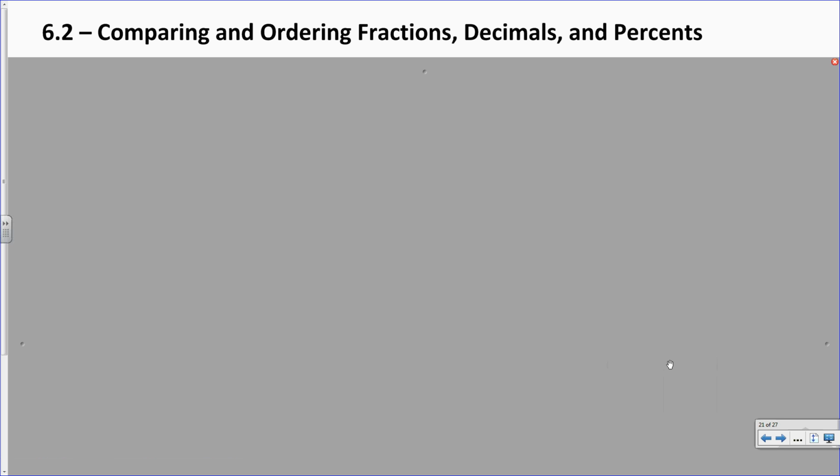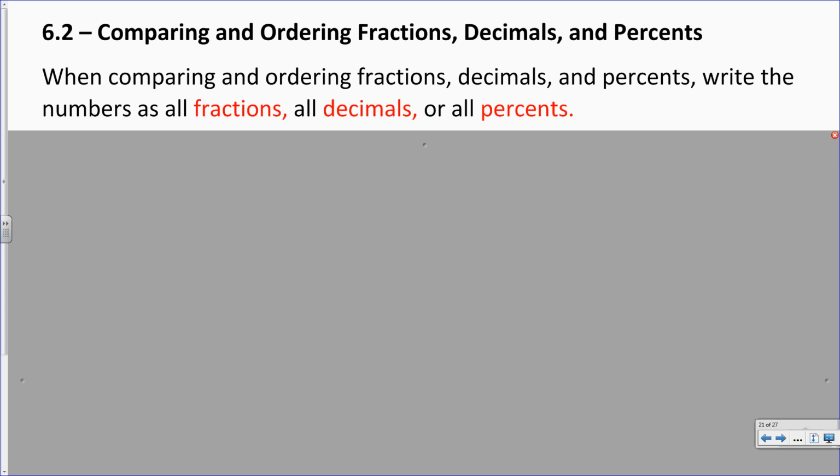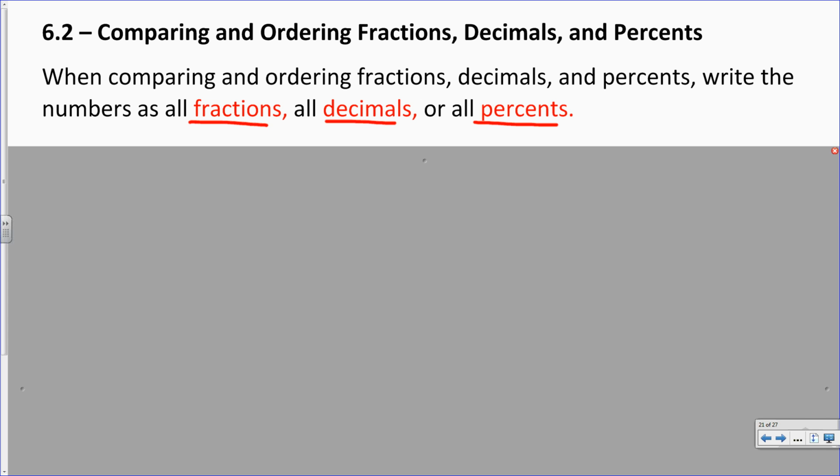We're going to look at our notes now for section 6.2, comparing and ordering fractions, decimals, and percents. It's important to be able to know which number is larger or smaller. So when comparing and ordering fractions, decimals, and percents, first write the numbers either all as fractions, all as decimals, or all as percents. You've got to have them all in the same form.